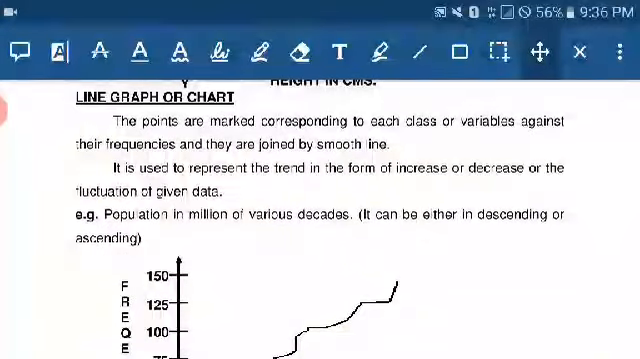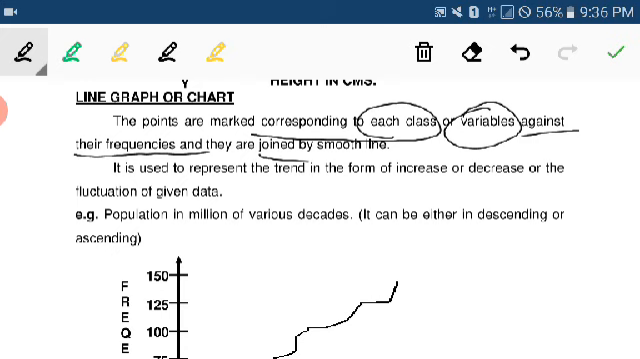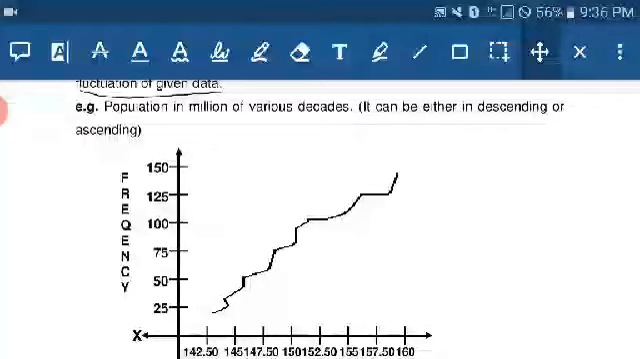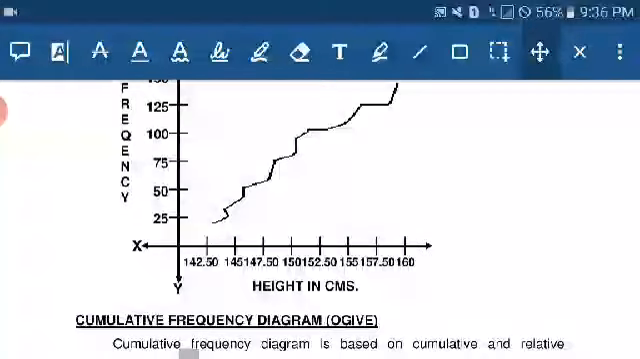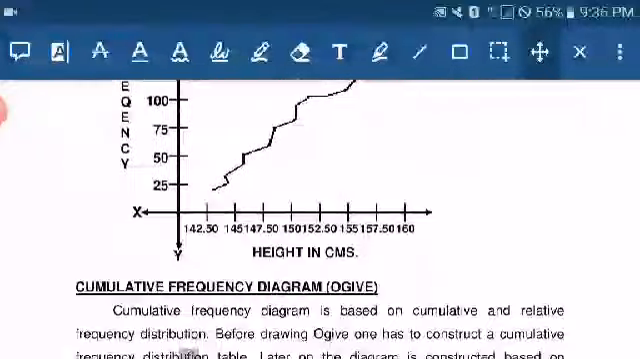Line graph. The points are marked corresponding to each class or variable against their frequency. They are joined by a smooth line. It is used to represent the trend in the form of increase or decrease, the fluctuation of given data. For example, population of various decades. This is the line graph or chart.